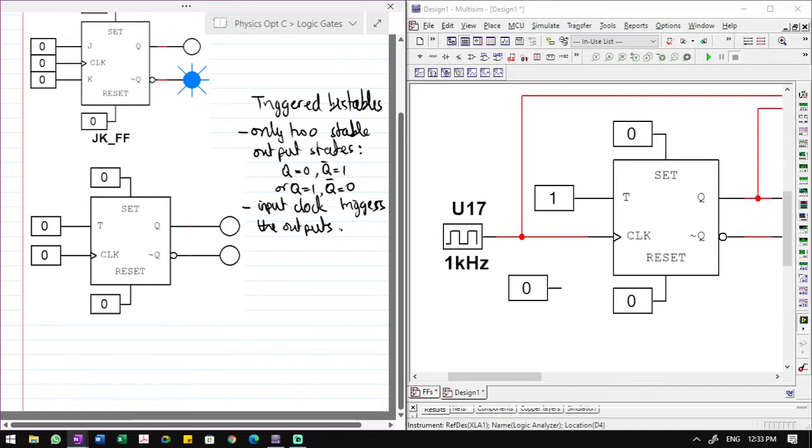Right, so the input clock triggers the output. So these are what you call triggered bytes tables, right? Good. So I was going to talk about and show you all now how the logic analyzer could be used to look at basically a timing diagram for this circuit here, right?